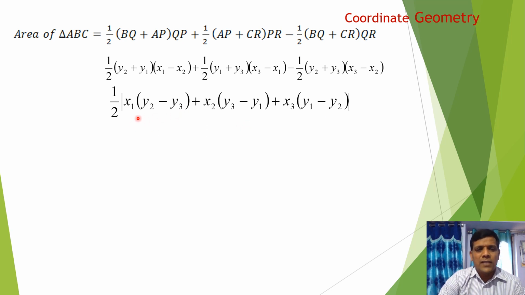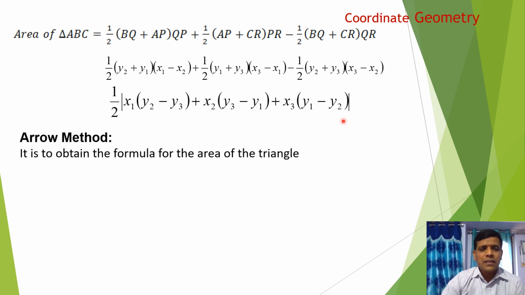Already 1 is done. Now cyclic: next start with 2, 3 and 1. After 2 comes 3, and after 3 comes 1, 2. That is a simple trick. Are you clear? So the area of the triangle is half into x1 into (y2 minus y3) plus x2 into (y3 minus y1) plus x3 into (y1 minus y2). Again, arrow method or simple method. This is the arrow method to obtain the formula for the area of the triangle.